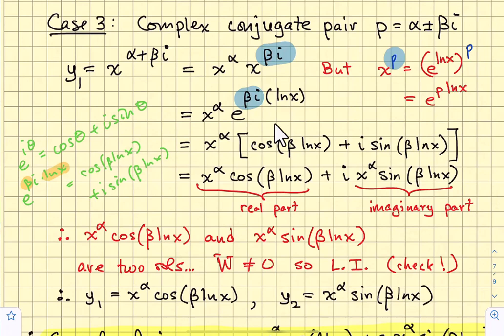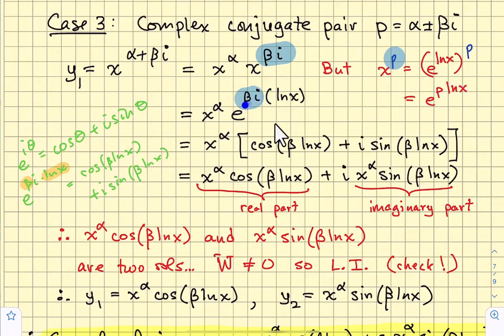So that means if you have an x to any power, it's just e to your power times the ln of x. So here I have an x to the beta i, so it's e to the beta i times my ln of x. So I'm just using this formula where p is beta i.